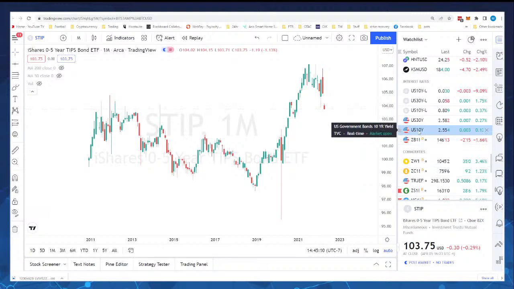Yeah, absolutely. So I like ETFs for liquidity. It's nice because you do have that liquidity aspect to it, but it doesn't function the same way as actually owning a TIP. So exactly, STIP is one. That's what I have on the screen here.